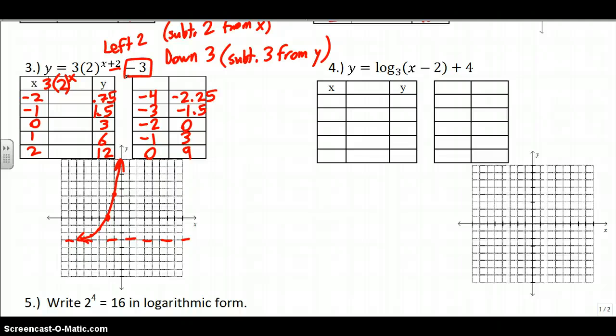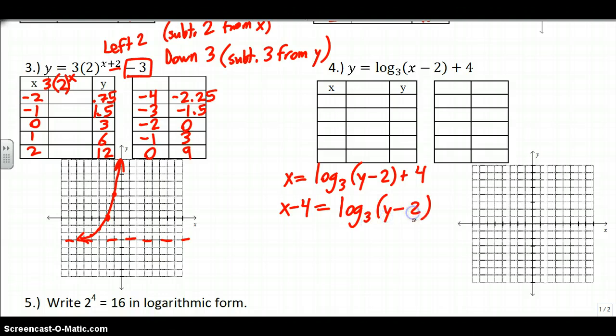All right? And this one's probably the hardest one, the log, where you have to shift it, right? So, again, with logs, switch the x and y. So let's do that. x equals log base 3 of y minus 2 plus 4. I'm going to subtract 4 from both sides. And then I'm going to bump the base. So 3 to the x minus 4 equals y minus 2. So really, y equals 3 to the x minus 4 plus 2. That's what we're going to make a t-table for, and then we'll be able to flip the x and y, and we're ready to go.